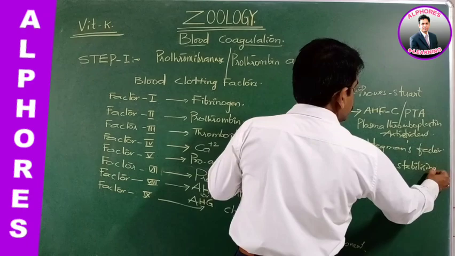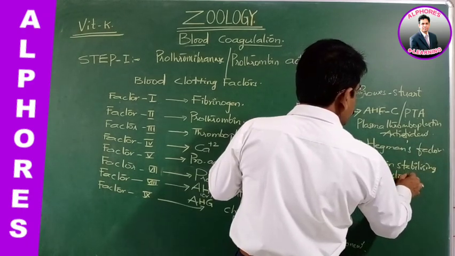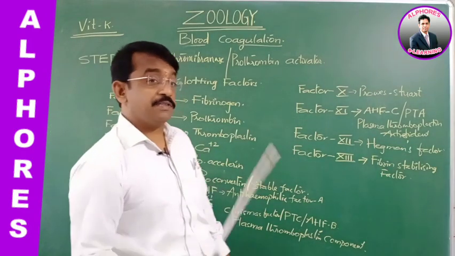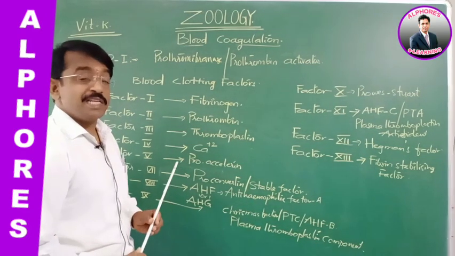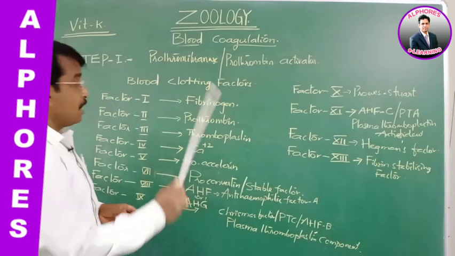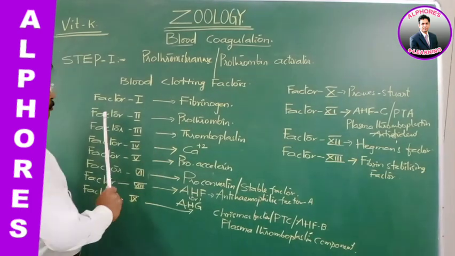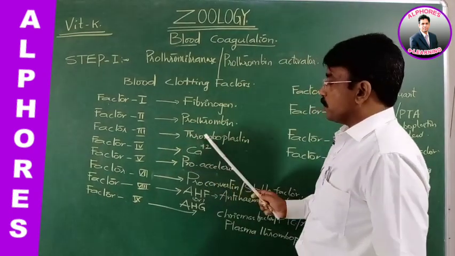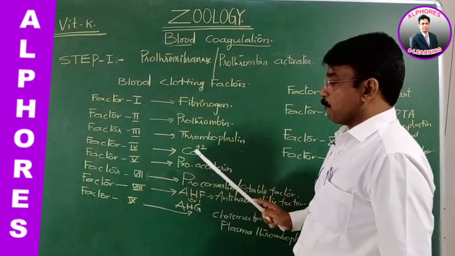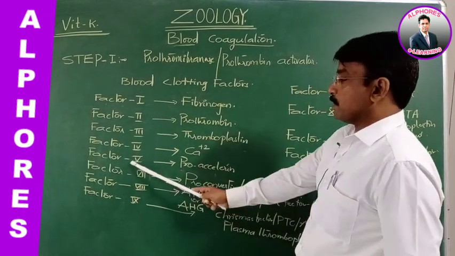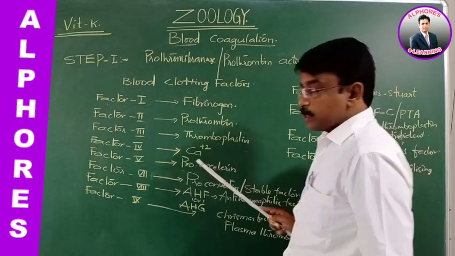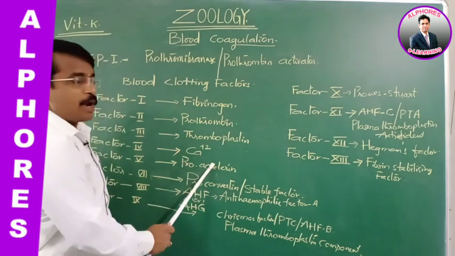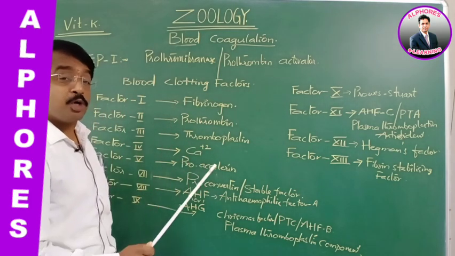Stabilizing factor. So these are all what we treat as the 13 factors involved. I repeat, 13, where the 6th one is hypothetical and it is deleted. Factor 1 is fibrinogen, factor 2 is prothrombin, and factor 3 is thromboplastin. Factor 4, calcium ions. Factor 5, proaccelerin. Since it is pro, in the sense of before. Before what? Before accelerin, that's why proaccelerin. The sixth is deleted, hypothetical.